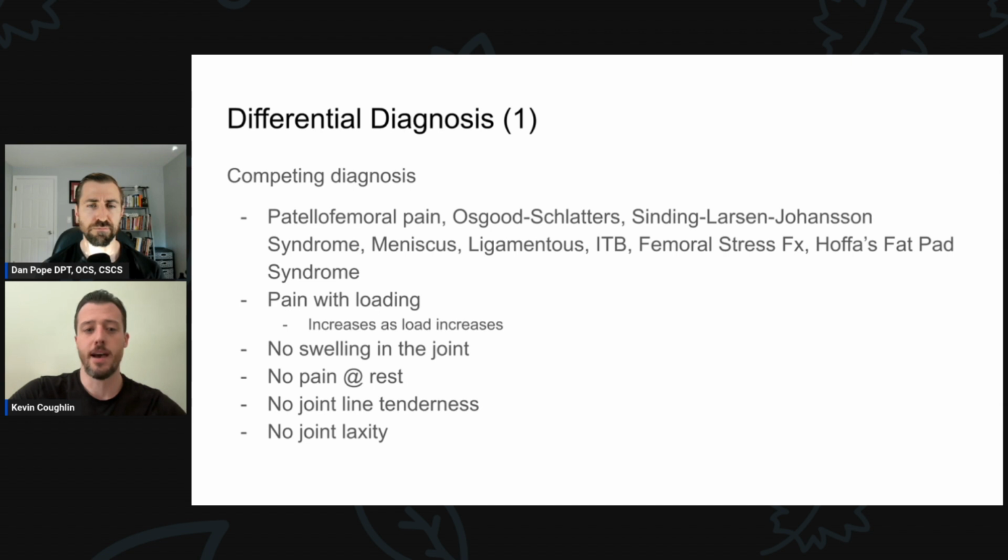And then Hoffa's fat pad syndrome is another structure that can give you that anterior knee pain that you want to be on the lookout for. So that will present relatively similar, but with that, they tend to get pain with kind of forcible end range knee extension. And the mechanism's a little different, but make sure you're considering some of those things when you're going through your eval.